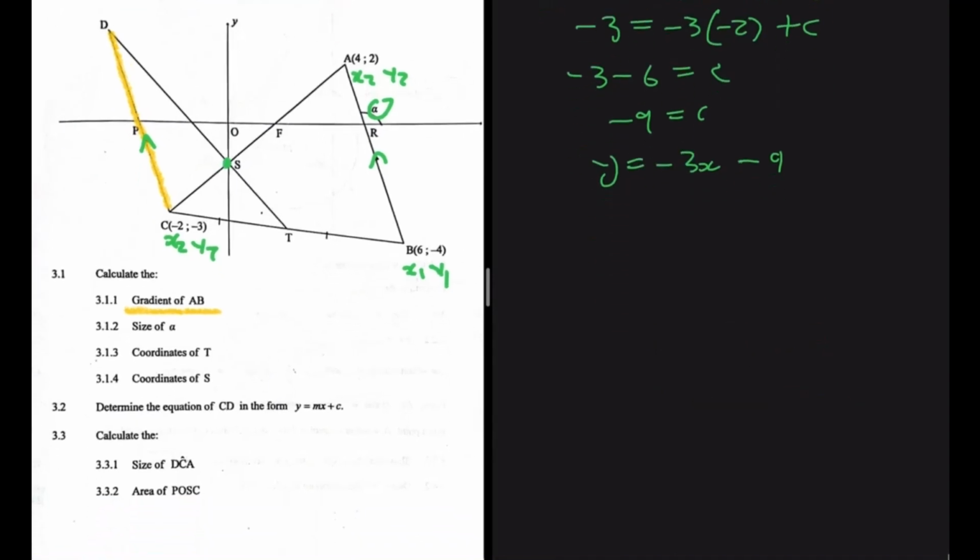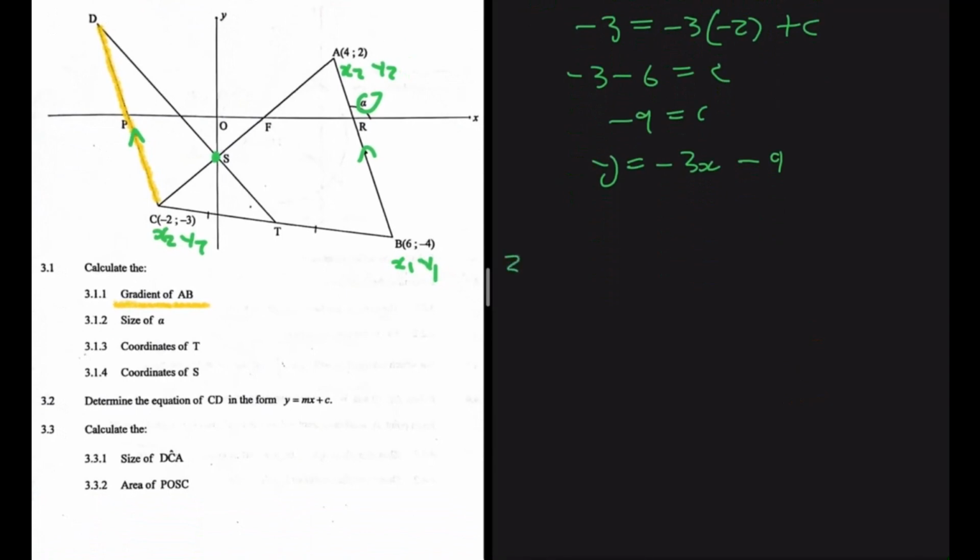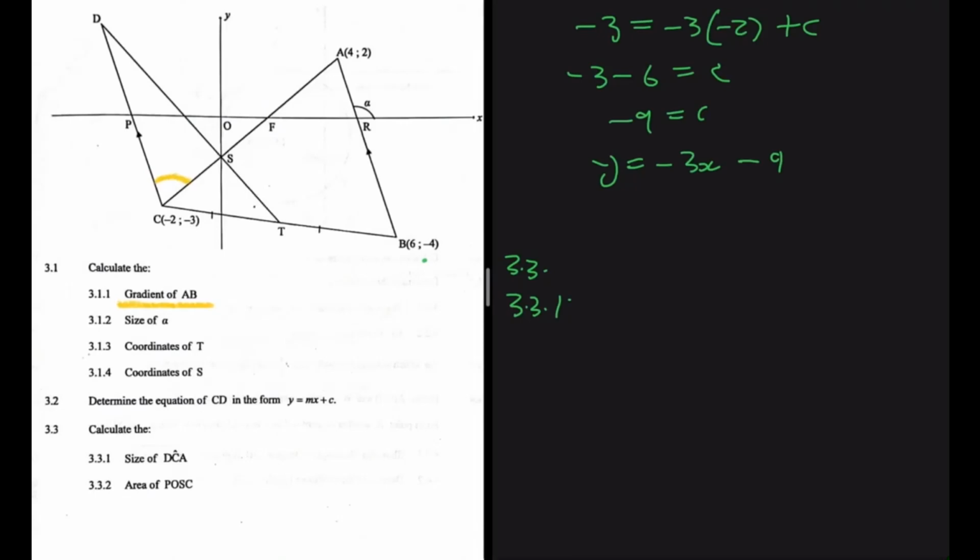If we come to 3.3 here, 3.3.1 is saying let's find the size of DCA. Let me just erase what we have here for a bit of clarity. So DCA is this angle here. This question is for 4 marks, right?